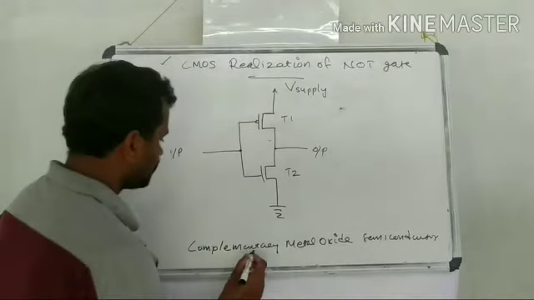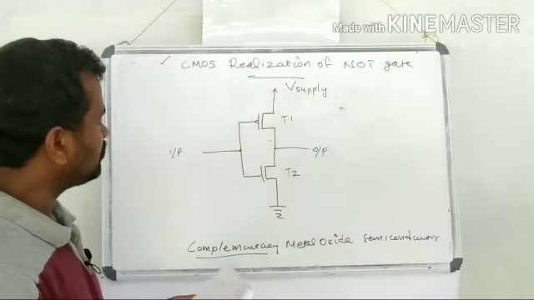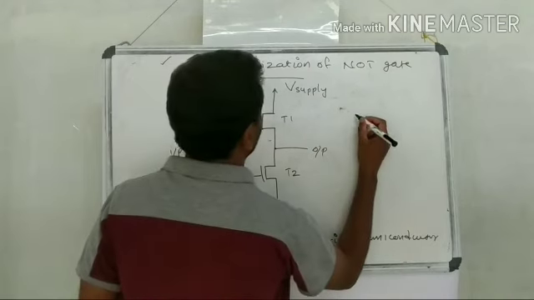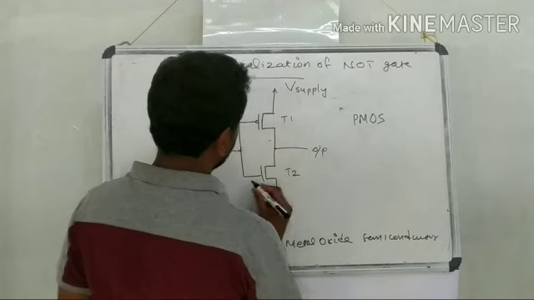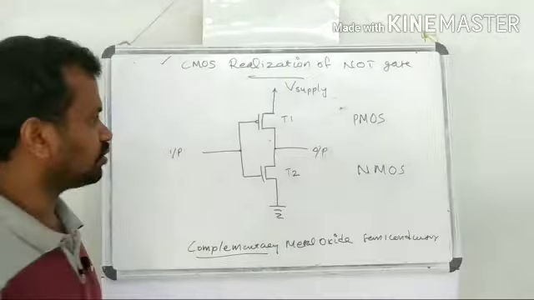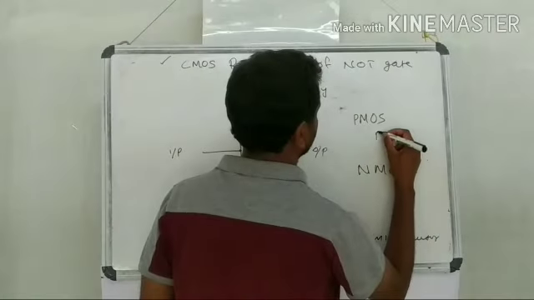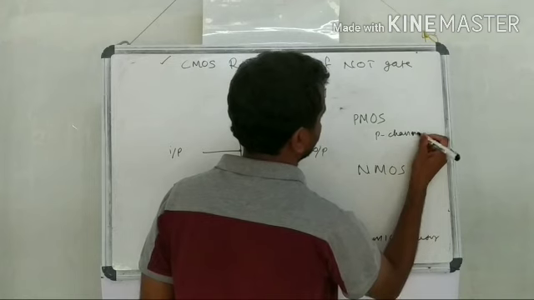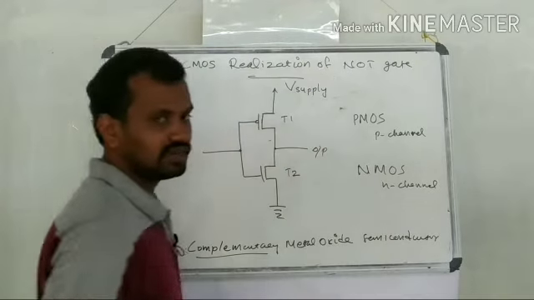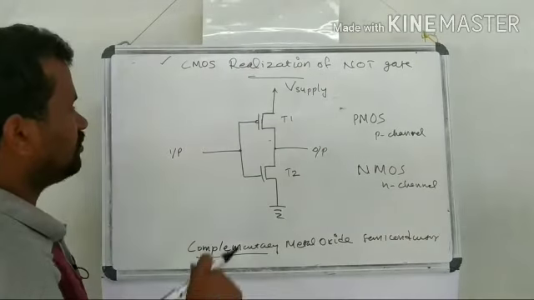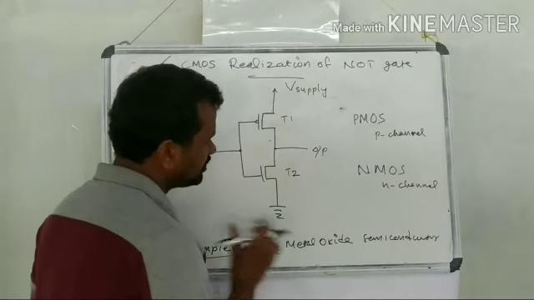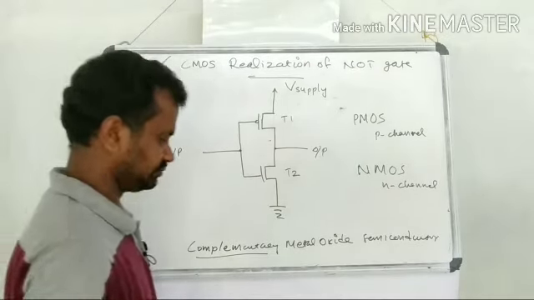Then why this name complementary? Because in this we will use two types of transistors. This T1 is a PMOS transistor and T2 is an NMOS transistor. PMOS means P channel MOS. This is an N channel MOS transistor. We are using both of these, PMOS and NMOS. That is why we call it complementary metal oxide semiconductor technology.